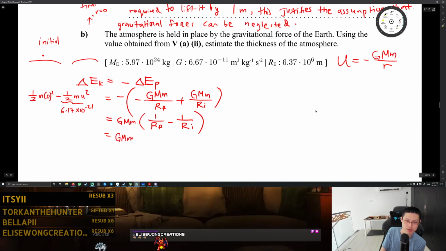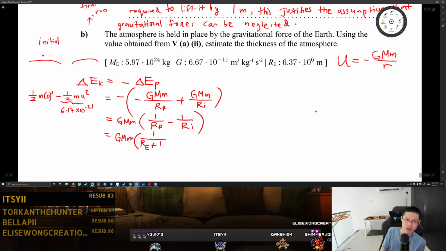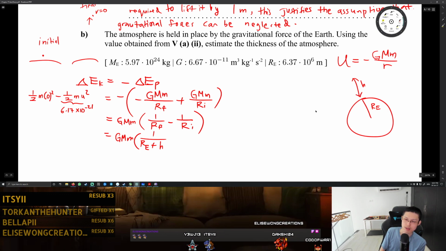So GMm. What is the final distance from the center of the Earth? Well, the final distance is going to be the radius of the Earth, which is 6.37 times 10 to the power 6. Or you know what, I'll just leave it as RE for now, plus the altitude. So that's going to be H. So RE is like this, and then H is like that. And then ri is just RE. There we go.